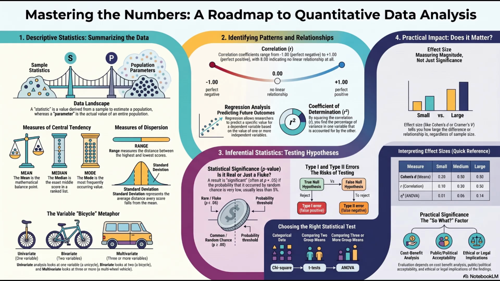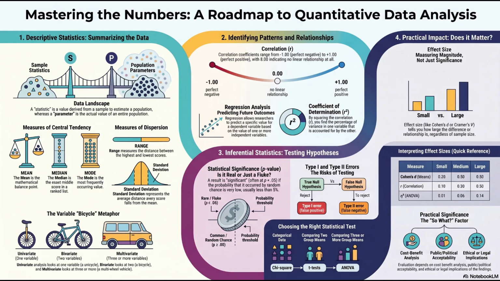Because when a result is statistically significant, all it literally means is that the result is probably not a fluke. Right. We measure this with a p-value. The standard cutoff, which we call alpha, is usually 0.05. That simply means there's only a 5% chance that the results could be produced by pure random chance if the null hypothesis were actually true.